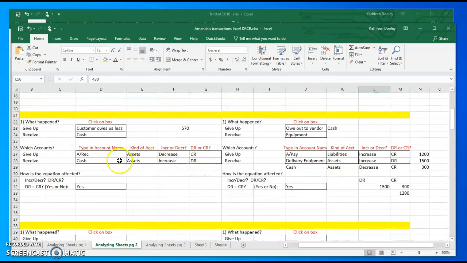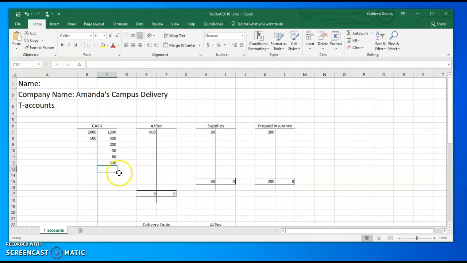Here we have a debit to cash and a credit to accounts receivable for 570. So we have a debit to cash, left side cash for 570, and a credit to accounts receivable, right side accounts receivable for 570.